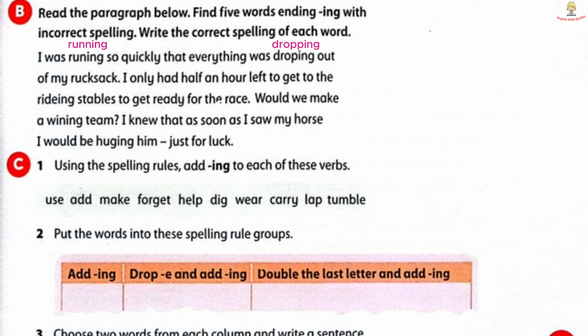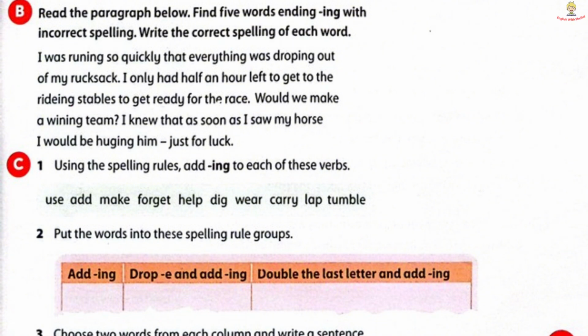I only had half an hour left to get to the riding stable to get ready for the race. So here the word riding is misspelled, so the right spelling is this. Would we make a winning team? So here the word winning is misspelled, so the right spelling is this. I knew that as soon as I saw my horse, I would be hugging him just for luck. So here the word hugging is also misspelled, so the right spelling is this.